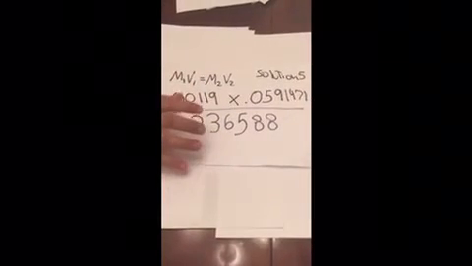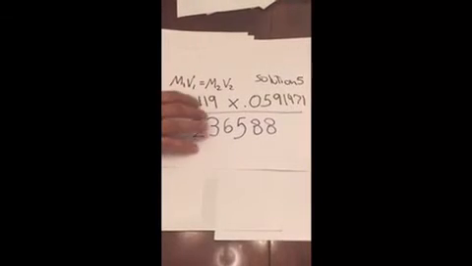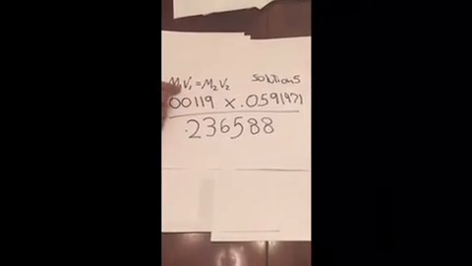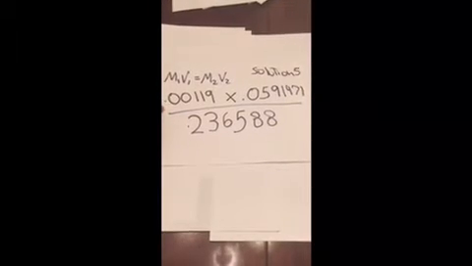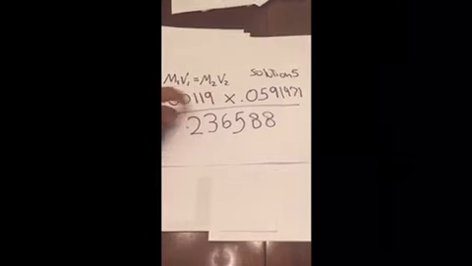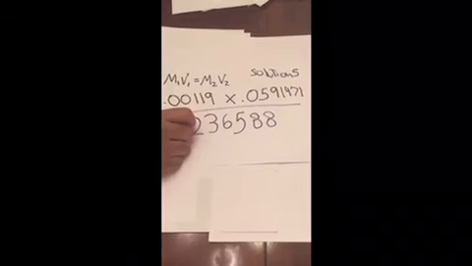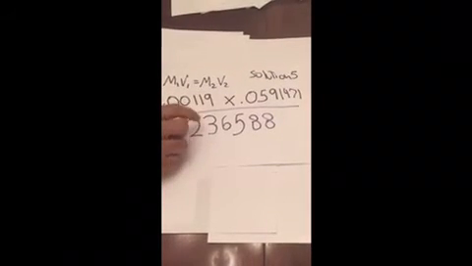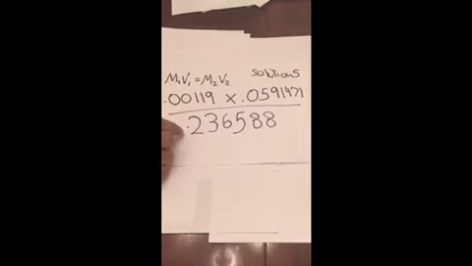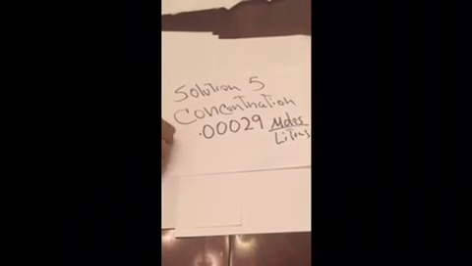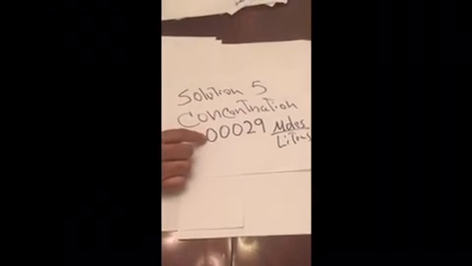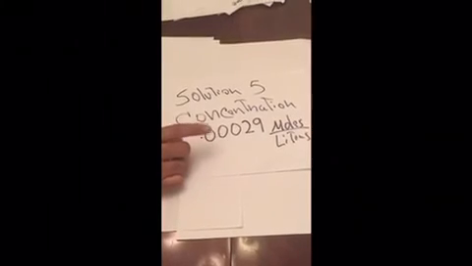My calculations for solution 5 are going to be the same as the previous. M1 times V1 equals M2 times V2, with M1 being the concentration from my previous solution, 0.00119, times the amount that I took of the previous solution, 0.059147 liters. I'm going to divide that by the volume of 1 cup, which is 0.236588 liters. And my solution 5 concentration is 0.00029 moles per liter.